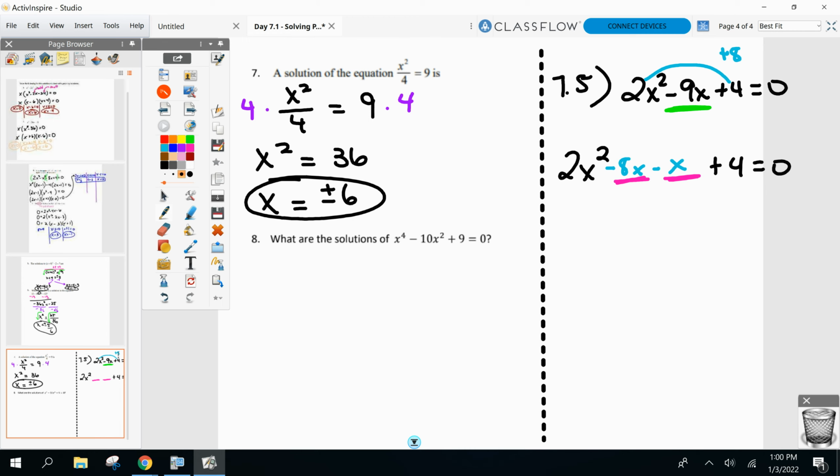Now you group. Now it's just grouping. First 2, last 2. So what am I taking out of this first one? 2x. So I can be left with x minus 4. What am I going to have to take out of this next one to get an x minus 4? Yeah, negative 1.